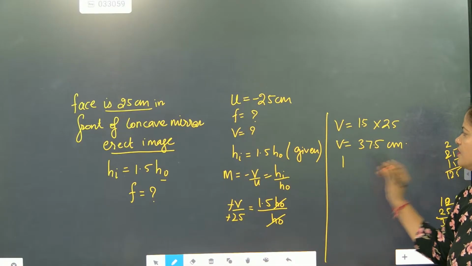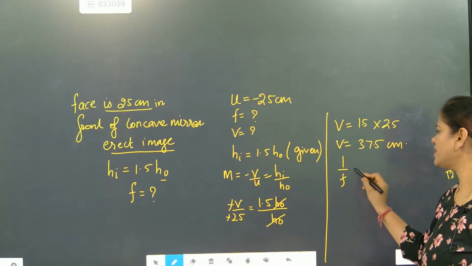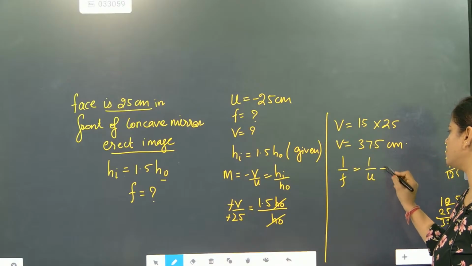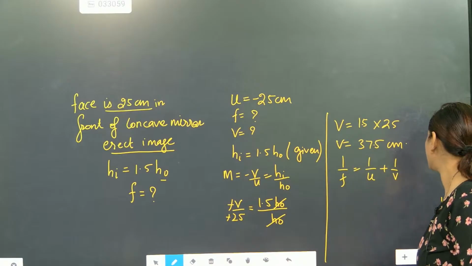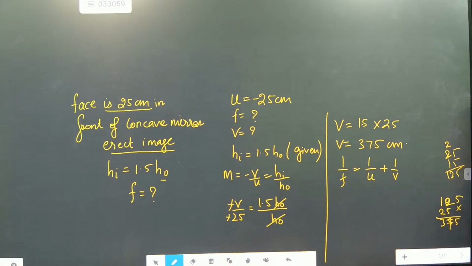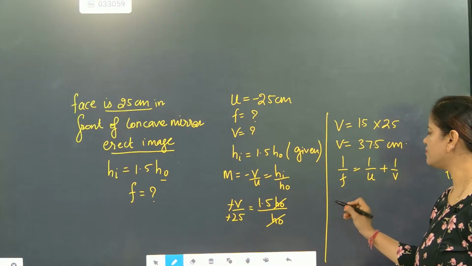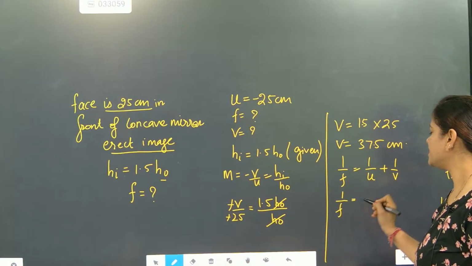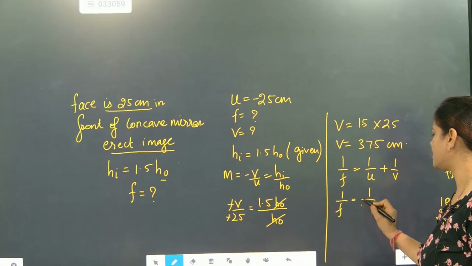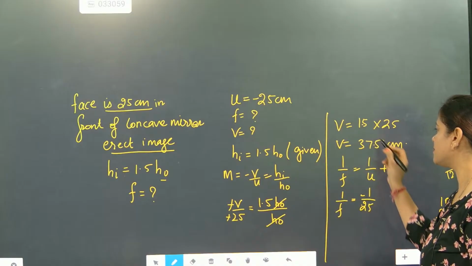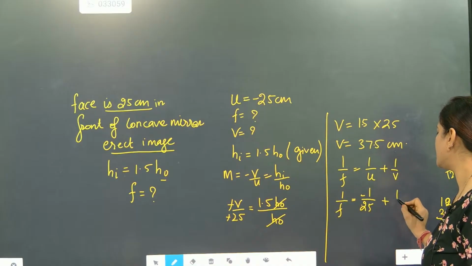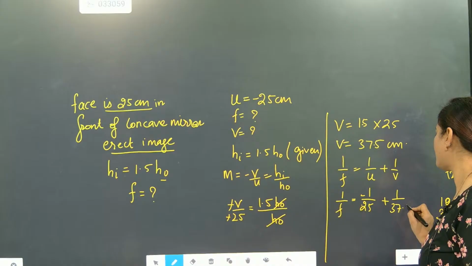Now the focal length is the only thing left to find. So 1 by f is equal to 1 by v plus 1 by u. Check this one out. So now beta, the focal length we don't know. But yes, the object distance will be negative, and the image distance is coming as positive. So we are going to write 1 by 37.5.